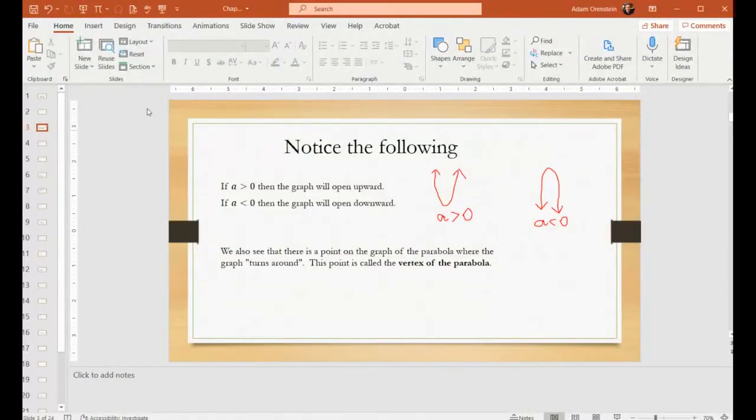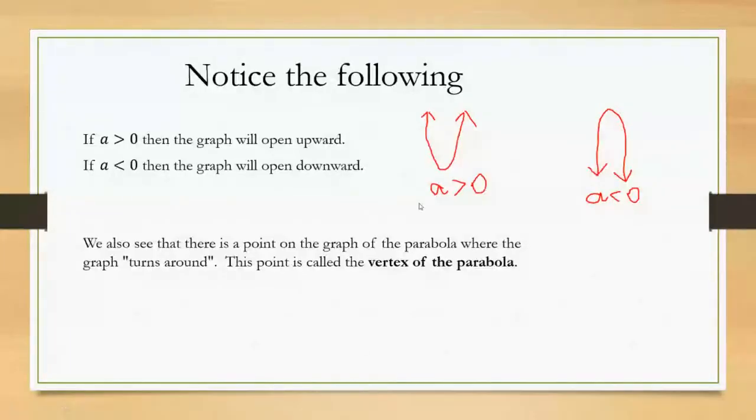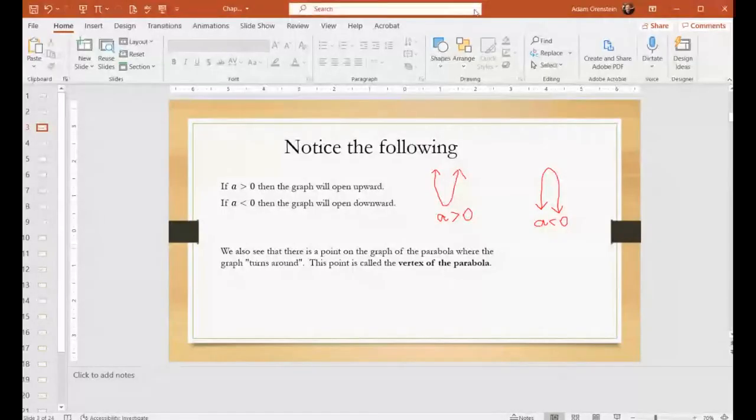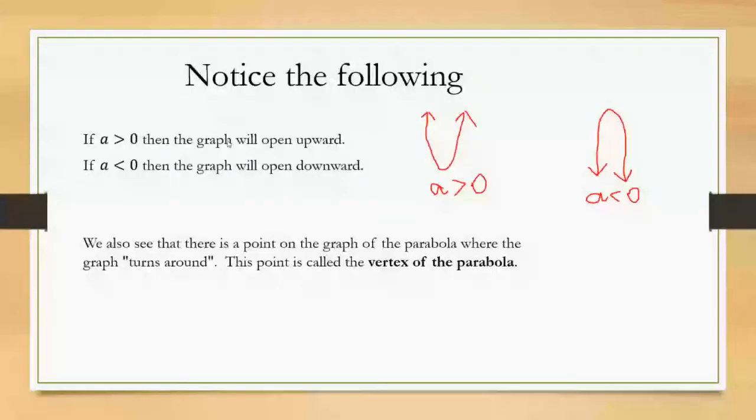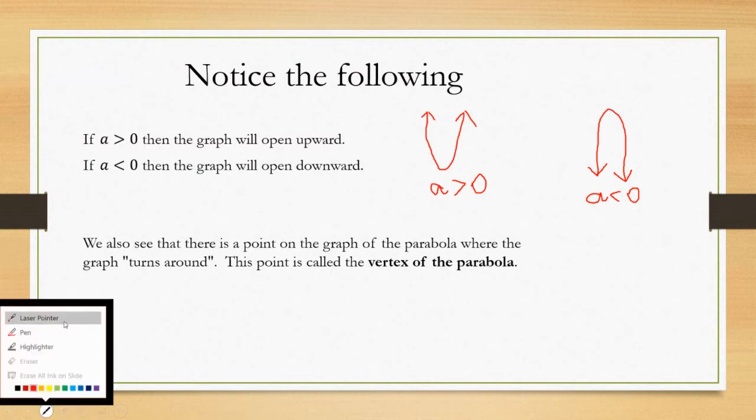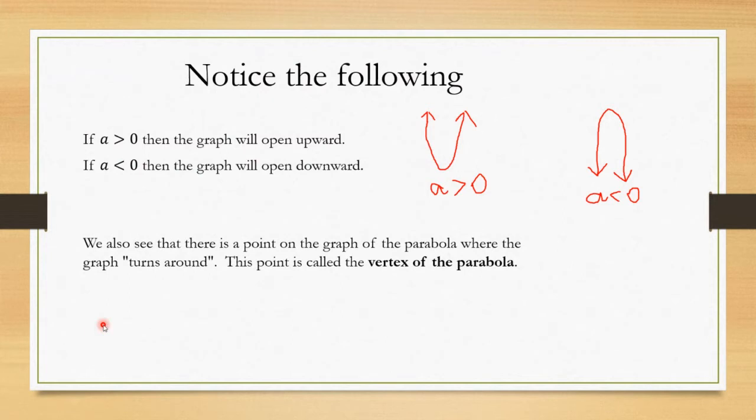So that's what the vertex of the parabola is, by definition. Again, it's where the graph changes direction. In one case, it's the bottom point, and in the other case, it's the highest point, kind of like in a valley or a hill, if that makes sense. I'm just going over some stuff before we do some examples, but that's what the vertex is.